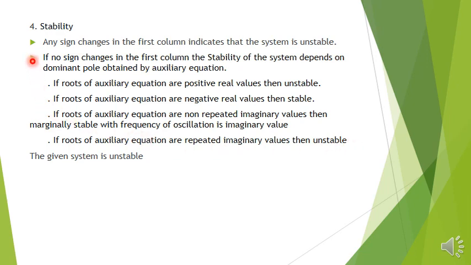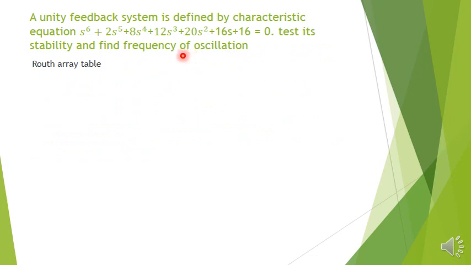Now for the example we considered previously, the given system is unstable because there is a sign change in the first column. Let us consider one more example. A unity feedback system is defined by the characteristic equation s to the power 6 plus 2s to the power 5 plus 8s to the power 4 plus 12s cube plus 20s square plus 16s plus 16 equal to 0. Test its stability and find the frequency of oscillation.